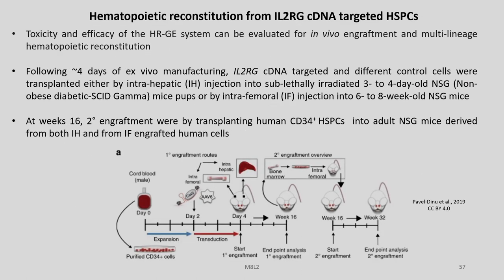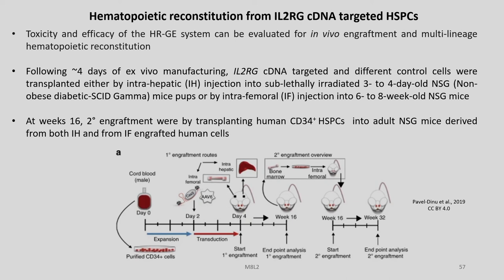Hematopoietic reconstitution from IL2RG cDNA targeted HSC species. The toxicity and efficacy of the HRGE system can be evaluated for in vivo engraftment and multilineage hematopoietic reconstitution. Following around 4 days of ex vivo manufacturing, IL2RG cDNA targeted and different control cells were transplanted either by intrahepatic injection into sublethally irradiated 3 to 4 day old NSG, non-obese diabetic SCID gamma mice pups, or intrafemoral injection into 6 to 8 week old NSG mice.